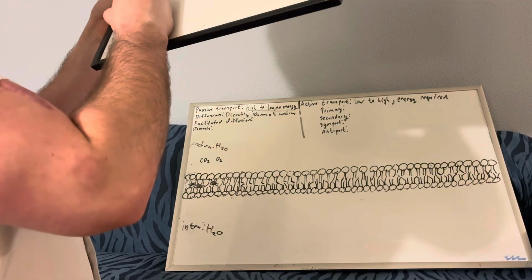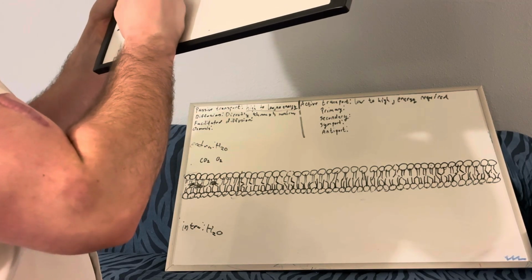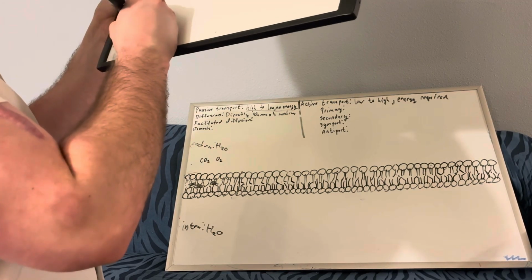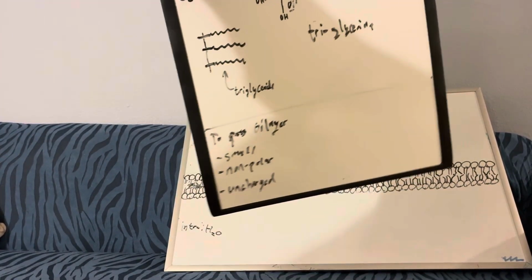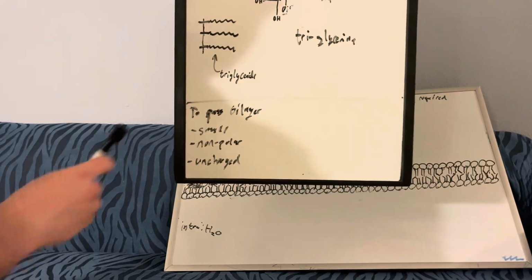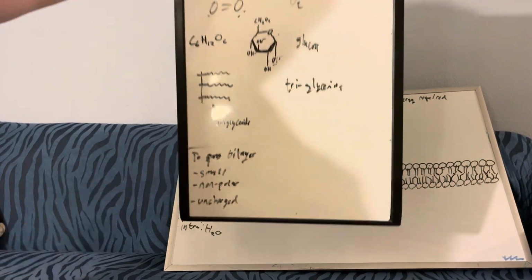You need to be non-polar, and it goes kind of without saying because we said non-polar, but you need to be uncharged. There you go. To pass the bilayer, you need to be small, non-polar, and uncharged. Let's talk about why.